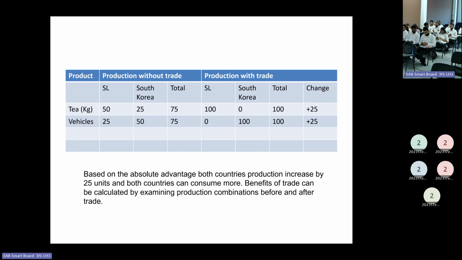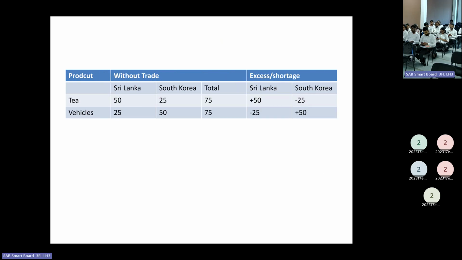So then we can take the excess for the shortage. Without trade, all countries produce the total 75. If we analyze, tea 50 and vehicle 25 for Sri Lanka, and South Korea tea 25, vehicle 50. The total production is tea 75 units and vehicle 75. So we noted that combined PPC.